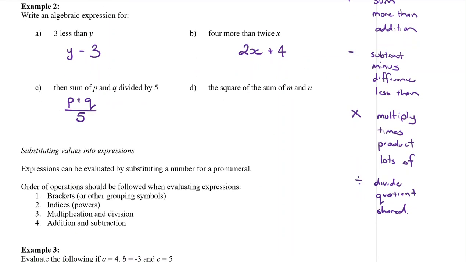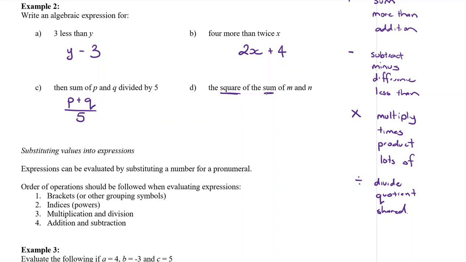I have a square of the sum of m and n. Now, which thing has to happen first? The square of the sum of m and n. Oh, not about the m and the n. I've got to do a square and I've got to do a sum. But which of those 2 operations should I do first? The sum, because it says I need the square of the sum. So I'm going to need the sum first so that I can square it. Square of the sum.